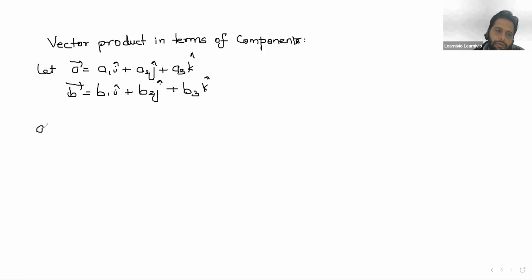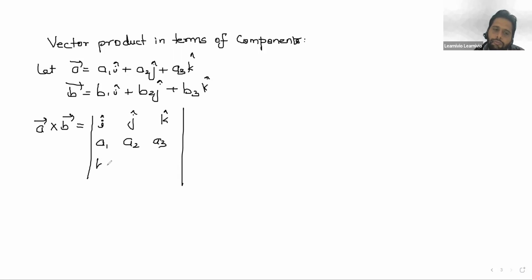Okay, so vector A cross B will be equal to what? How will we find this? We will find it like this. In the determinant, write i cap, j cap, k cap. Here write the values A1, A2, A3. Here write the values B1, B2, B3. So you need to find the value of this determinant to find the cross product.